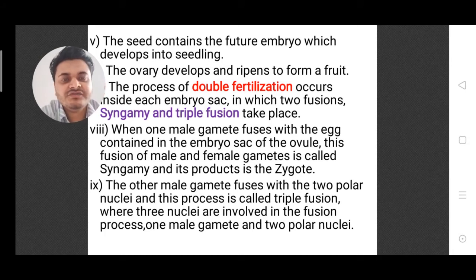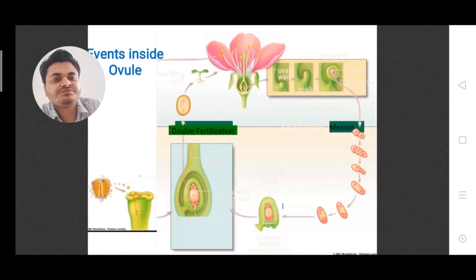So when the first male gamete fuses with the egg, it is called fertilization, and it forms a zygote. And when the second male gamete fuses with the secondary nucleus, that is 2n plus n, it forms a 3n, so endosperm formation takes place. This process is called double fertilization or triple fusion.